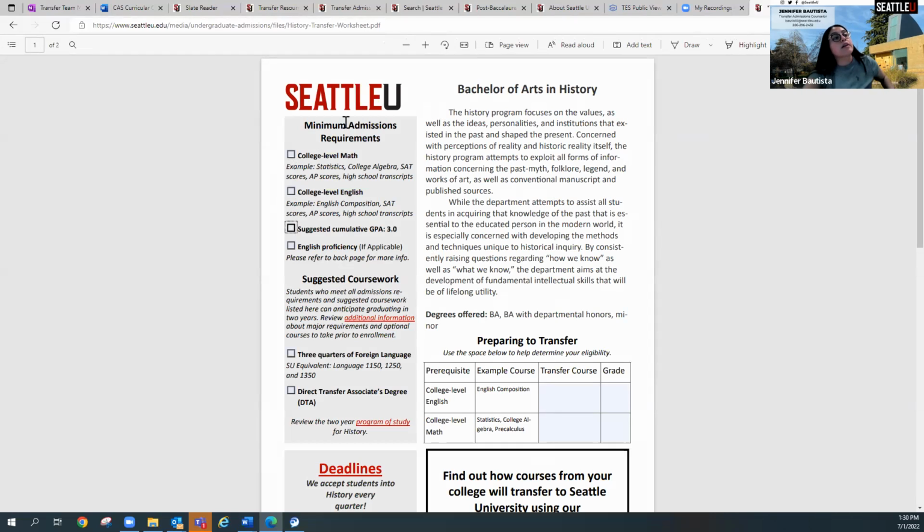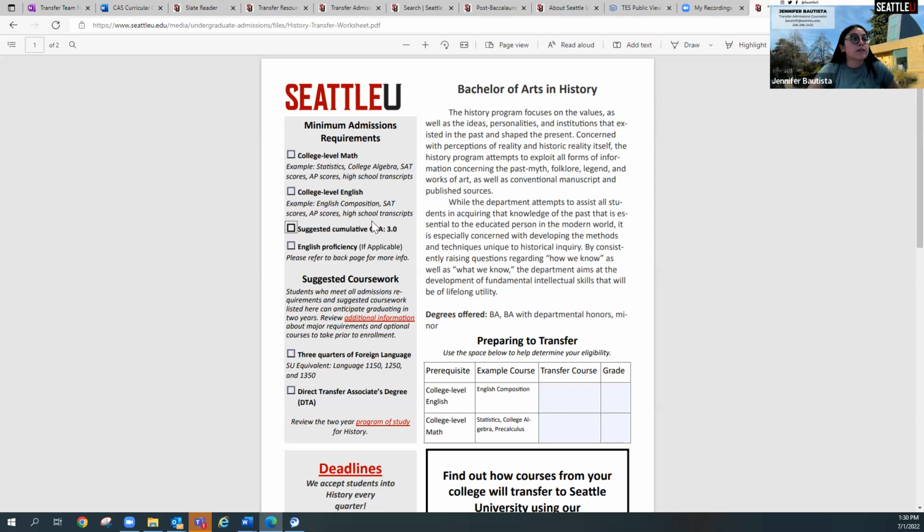So the first part here is really important. These minimum admissions requirements are the baseline requirements that Seattle U requires of its transfer students. For history, we require a college level math and a college level English, and then there's a suggested cumulative GPA of 3.0. It's just suggested, so students do not necessarily have to have a 3.0. It's just a suggested GPA.